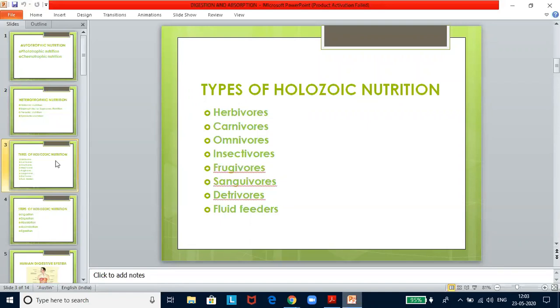Sanguinivores are animals that feed on the blood of vertebrates, example female Anopheles mosquito, leeches, and vampire bats. Now, detritivores are the animals that feed on decaying organic matter, example earthworm. Fluid feeders are the animals that feed on fluids from plants, example butterfly, and the male mosquito, that is Anopheles, which will feed on the fluids from the plants. So this is about the types of holozoic nutrition.